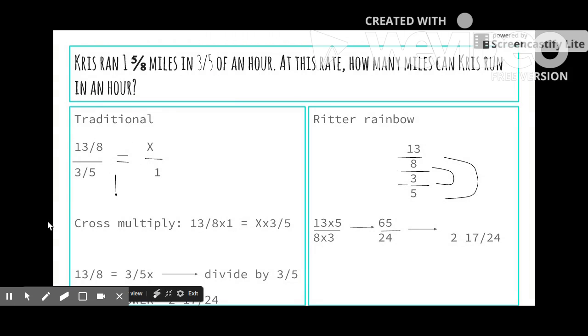You would do cross multiplication and take 13/8 times 1 is equal to 3/5 times x. The product of 13/8 times 1 is 13/8, so you would divide 13/8 by 3/5 to get your answer of 2 and 17/24. You could also do the numerator divided by the denominator.